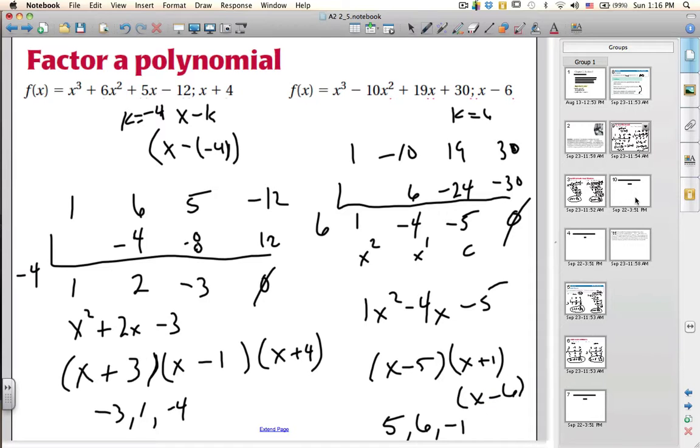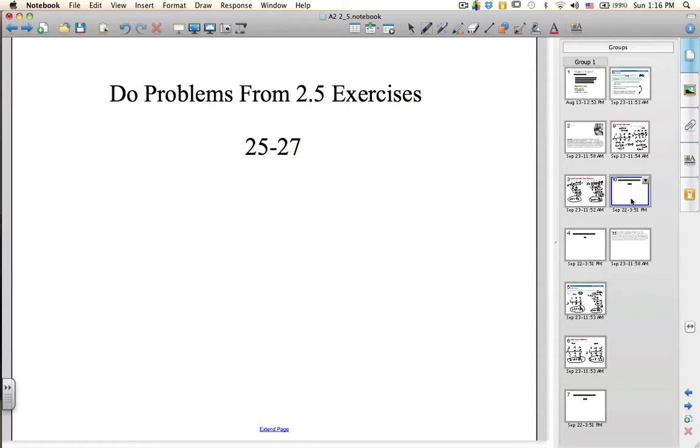Okay, so go ahead and practice factoring the polynomial with a supplied factor, problems 25 through 27. Come on back and we'll finish the lecture.